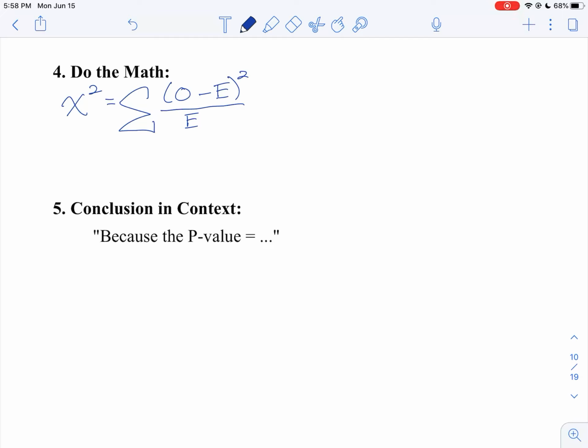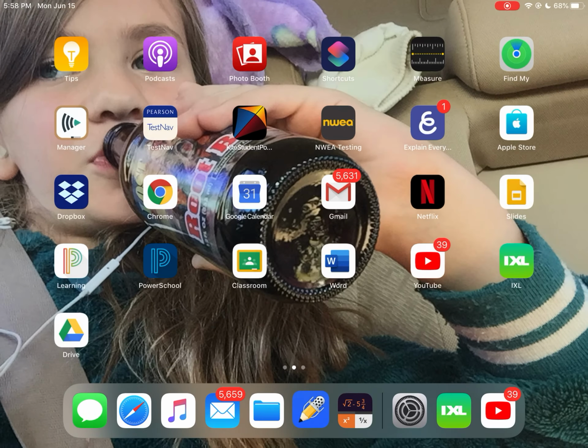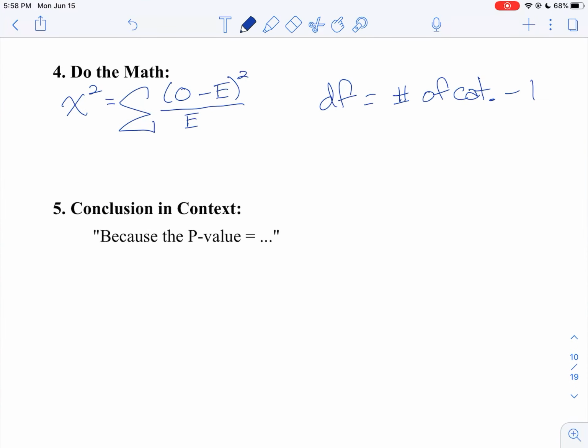Okay, and then for our degrees of freedom, I already told you how to get degrees of freedom. It's the number of categories minus 1. And then we also need to write down our p-value. And we can get our p-value from the chi-square table or from our calculator. I usually just get it off my calculator, but we can also get it from the chi-square table.